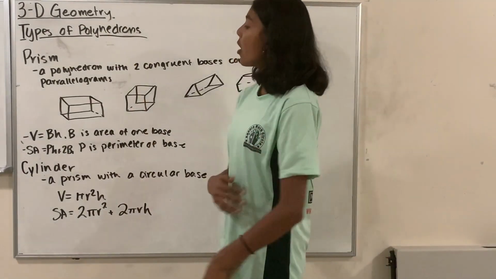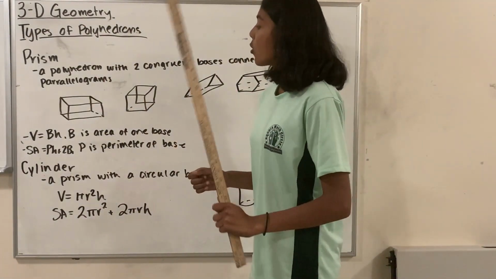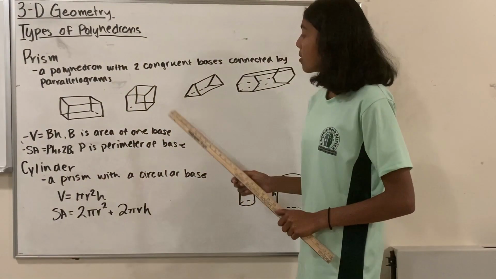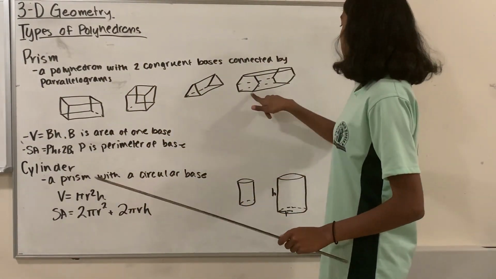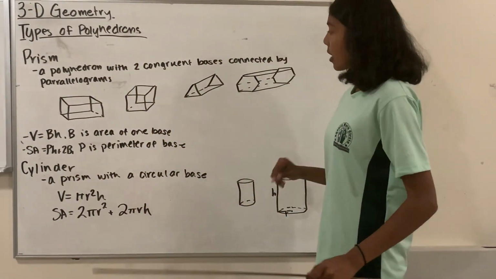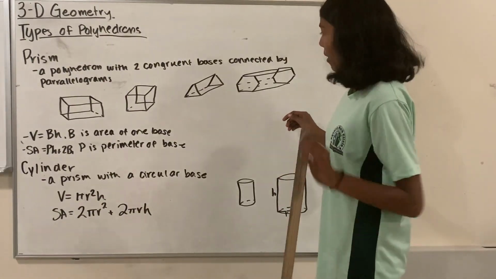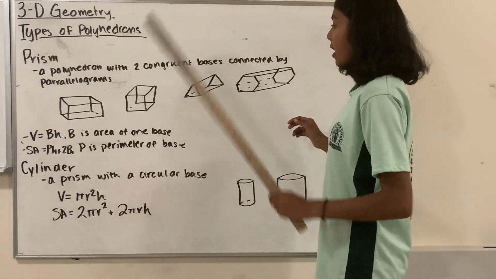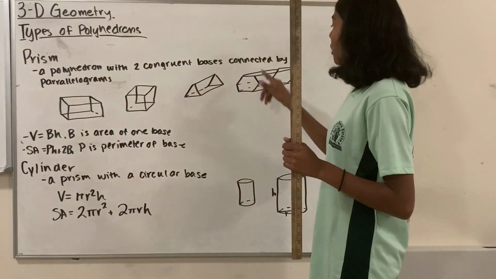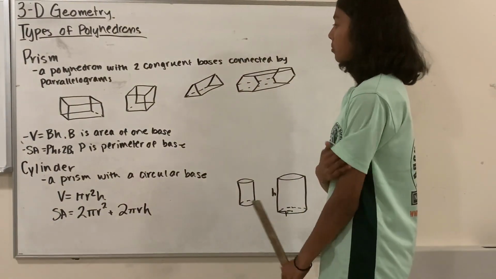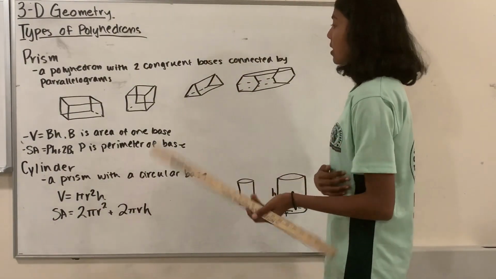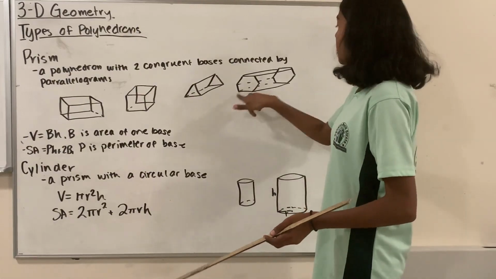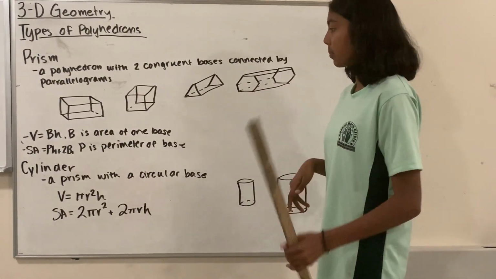So in this, the volume is equal to BH, where B is the area of one base, and height is this line here. So that's how you figure that out. While surface area is equal to the perimeter of the base times the height plus the area of the 2 bases.